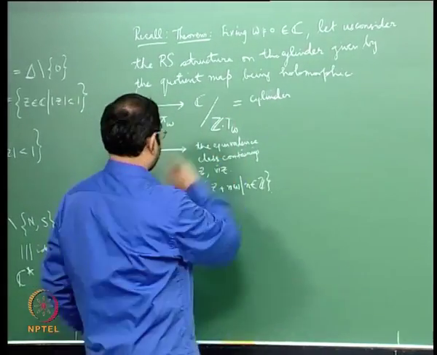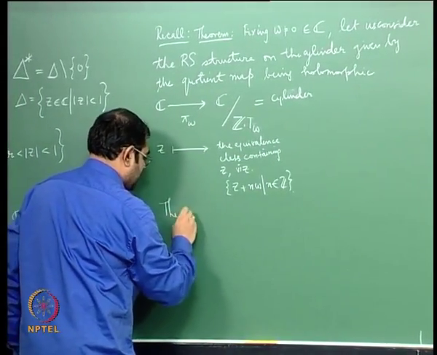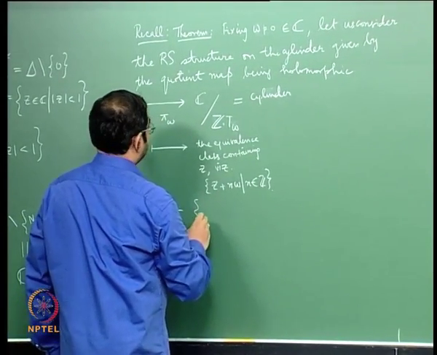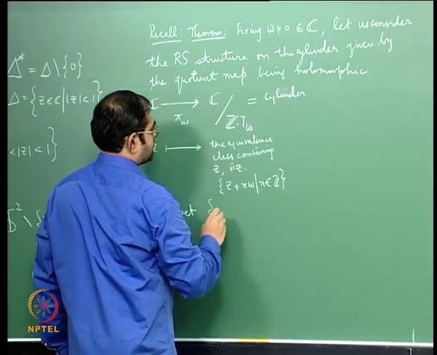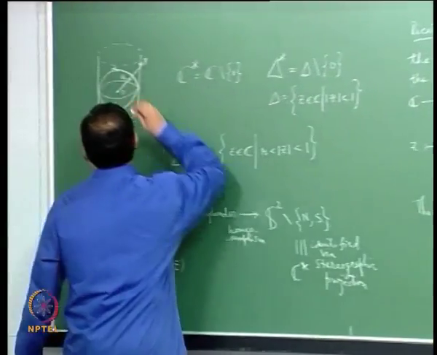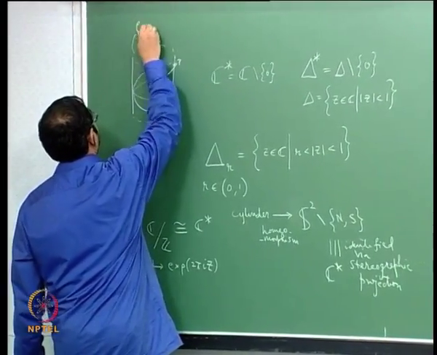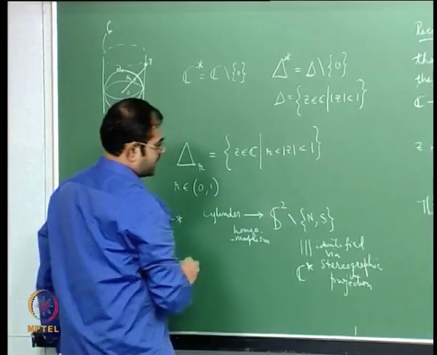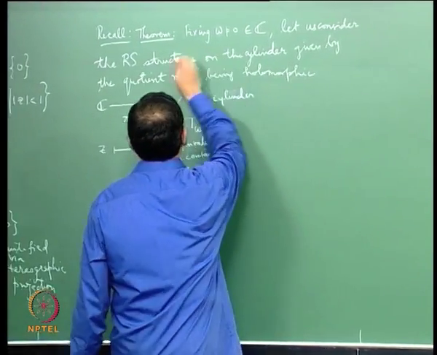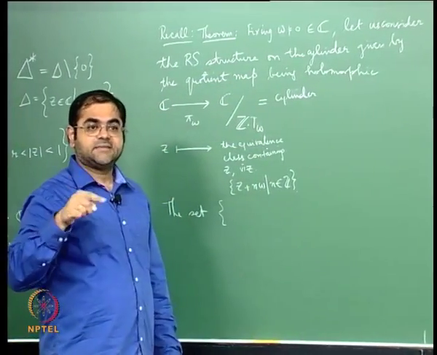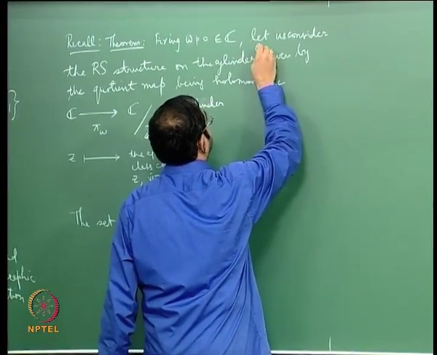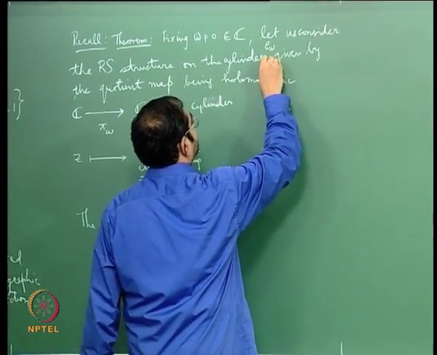Okay, so let me write that down. The set of all... let me do something. I will call this cylinder as script C, and let me call the Riemann surface structure on the cylinder as C sub omega, because in general you might expect it to depend on omega. Let me call it as C sub omega.